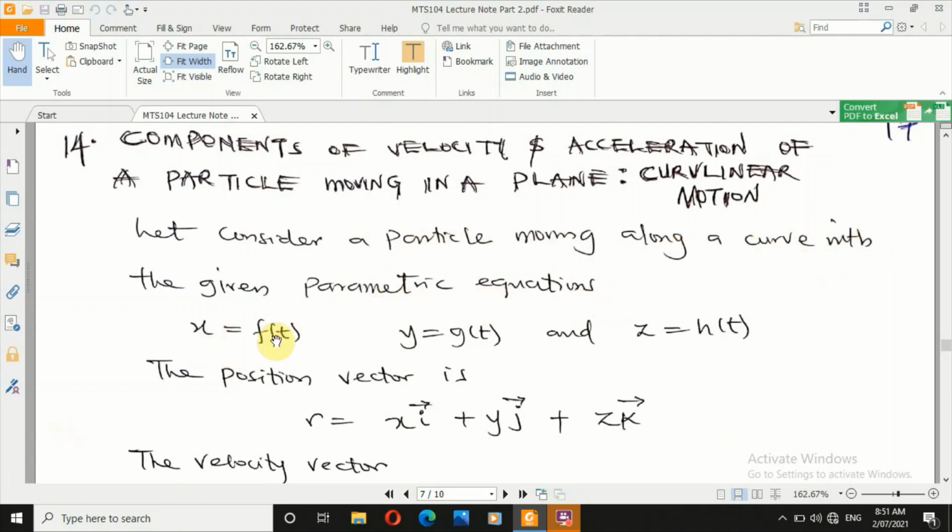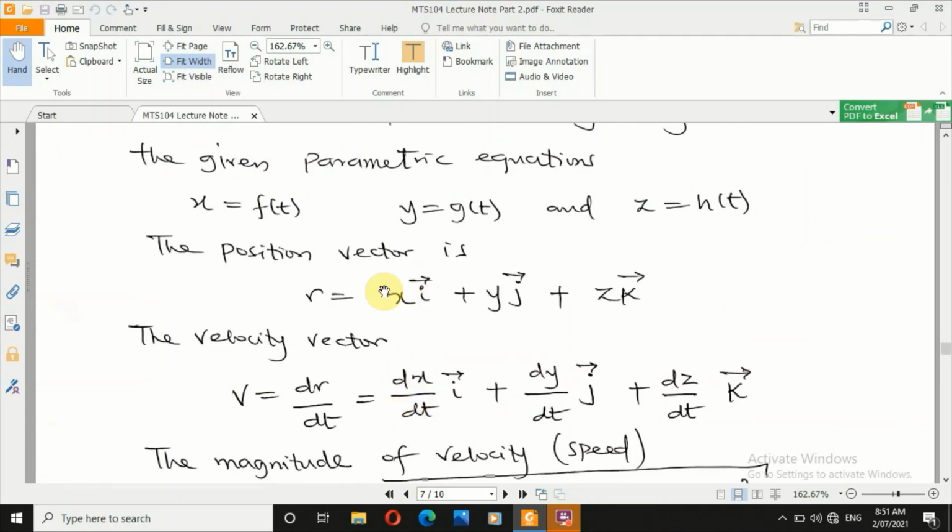We have our x to be f of t, we have our y to be g of t, we have our z to be h of t. Now the position vector is this. The position vector is x of i, y of j, z of k. That is the position vector. Let us differentiate the position.